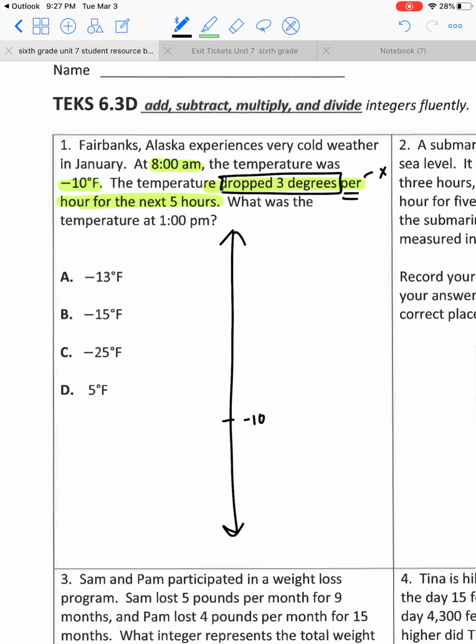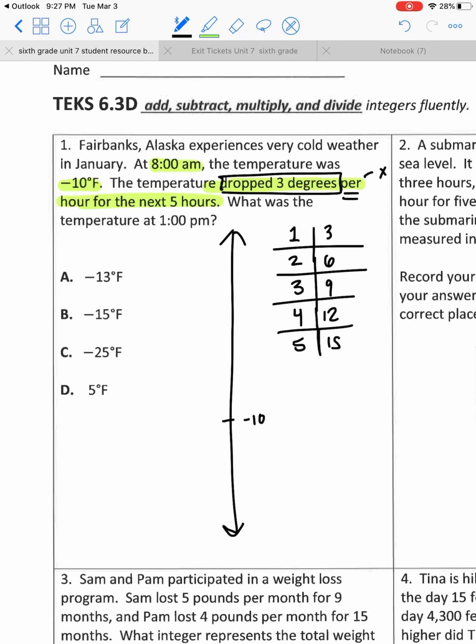Okay, so if it's dropping, then that means that we're going down, right? For 5 hours. So if every hour it drops 3 degrees, think about it this way. If it's 1 hour, then how many degrees is that? Well, that's 3. If it's 2 hours, it's 6. 3 hours, it is 9. 4 hours is 12. And 5 hours is 15. So in total, it dropped 15 degrees. Or you could have simply just said, oh, that's just 3 times 5.